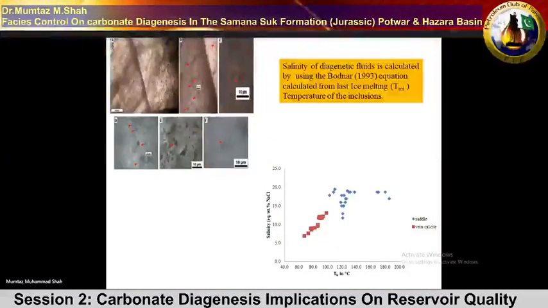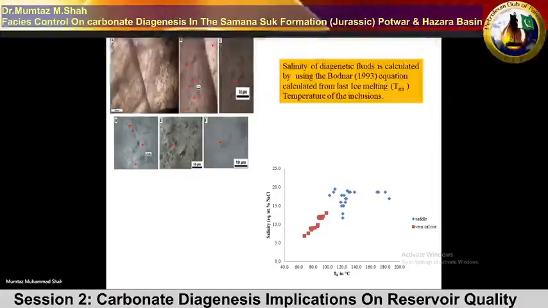And using the Bodnar equation of 1993, the last ice melting temperature of these inclusions had been calculated, which helped in knowing the salinity of these two phases, which are saddle dolomite and vein filling calcite. So if you look at the salinity, it's around 20 equivalent weight % of NaCl, which is much higher in the saddle dolomite, whereas it is around 15, maximum 15 equivalent weight % of NaCl for the calcite.